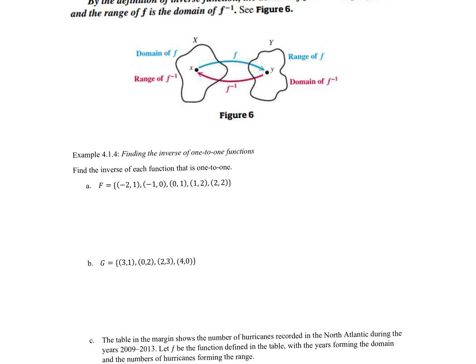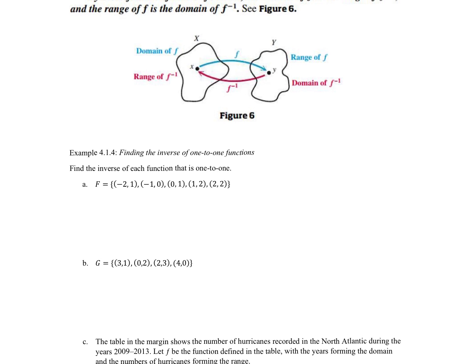So when something is an inverse, what's happening is the x's are becoming the y's, and the y's are becoming the x's. In other words, the domain of the original, the domain of f, is the range of the inverse, and the range of the original is the domain of the inverse. So the domain becomes my range, and my range becomes my domain. They flip places.